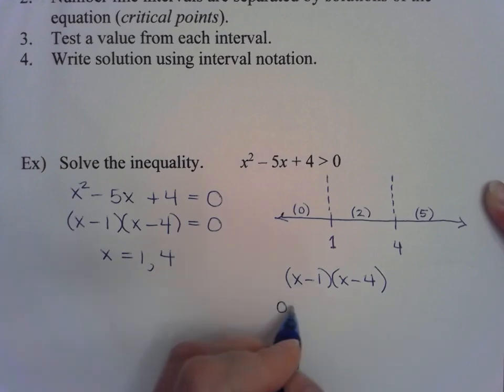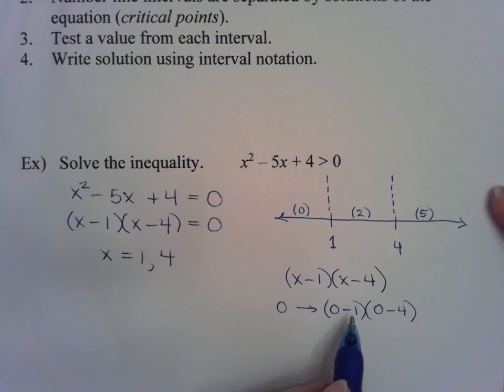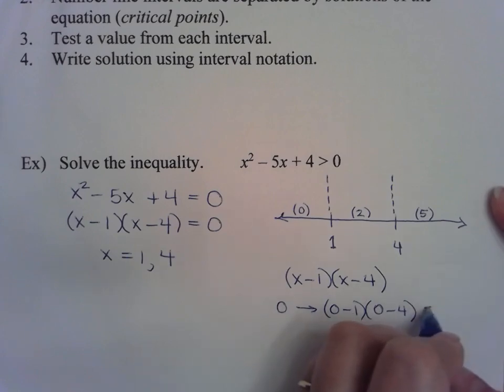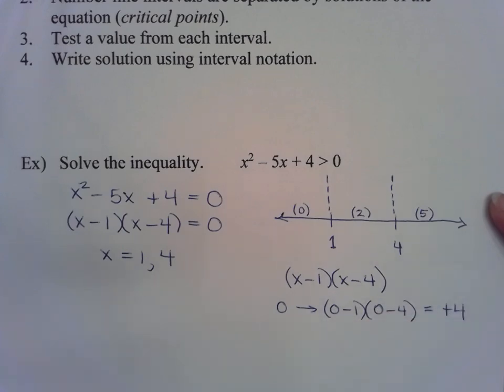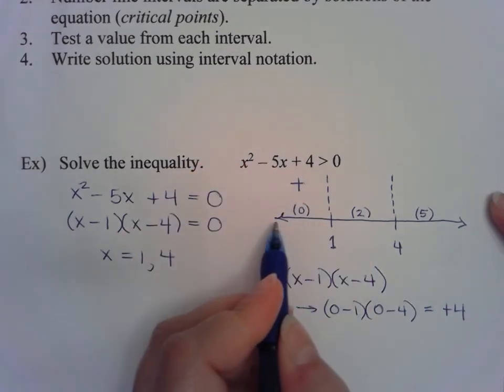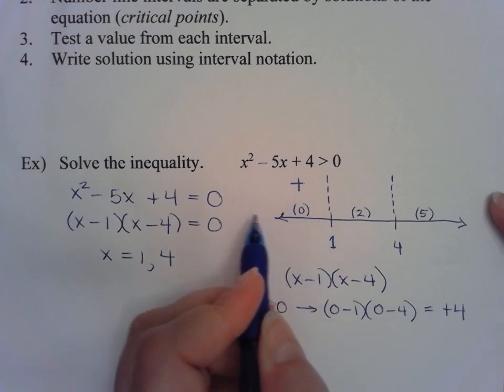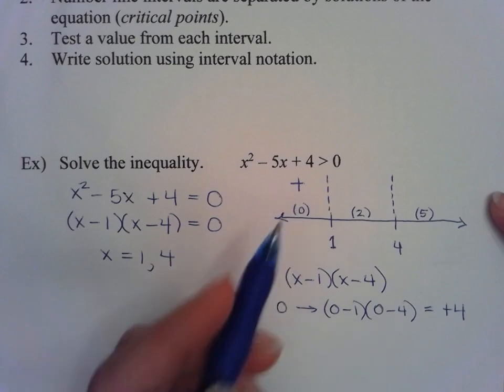So if I plug in 0, I'm going to have 0 minus 1 times 0 minus 4. So that's negative 1 times negative 4. So that would be positive 4. And I don't really care about the 4. I just care that it's positive. So that means that any number I picked in this region that's smaller than 1, all the way down to negative infinity, when I plug it in, I'm going to get something positive.